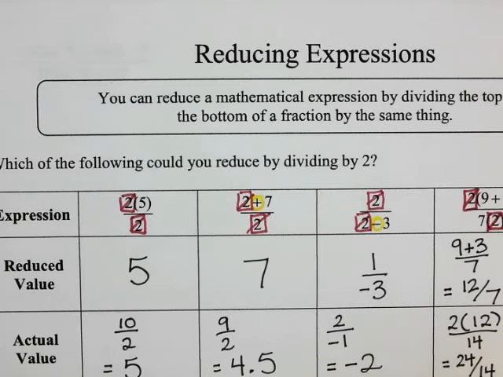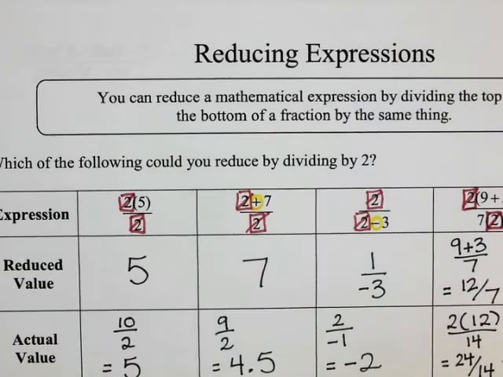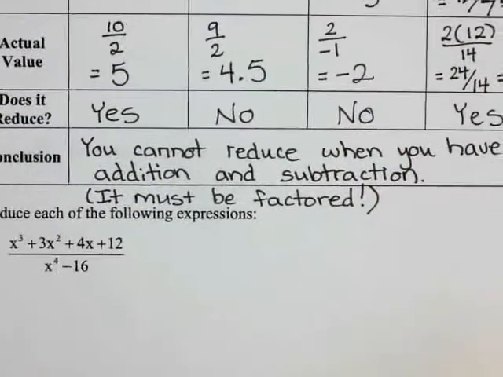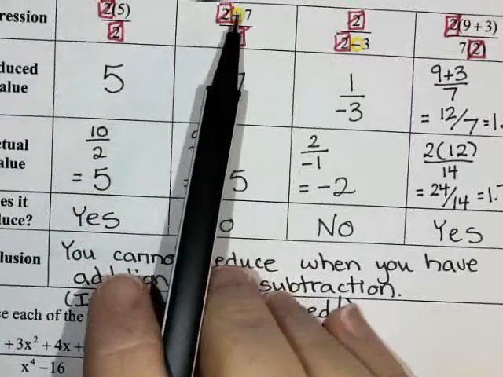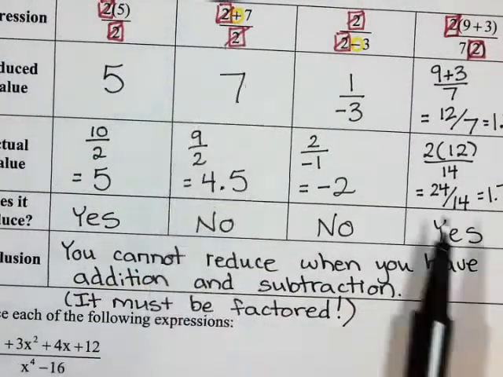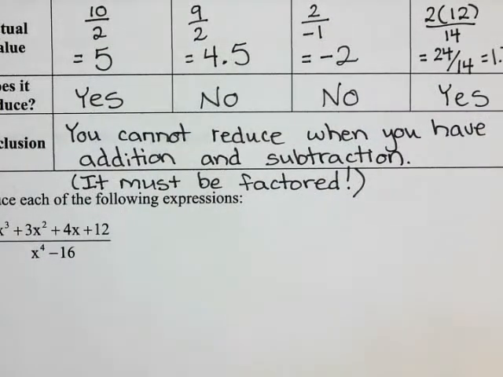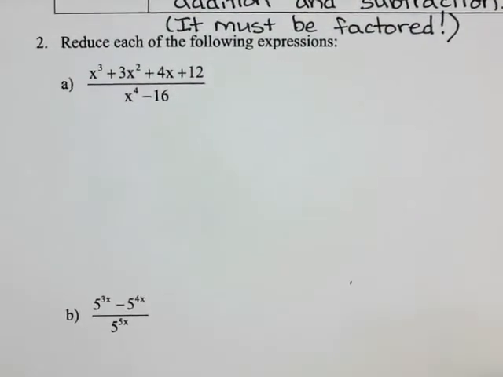This is part 2 of our lesson on reducing expressions. We just finished a short investigation in which we decided that you cannot reduce when you have addition and subtraction between the terms, and that it has to be in factored form. So we are now going to try a question.